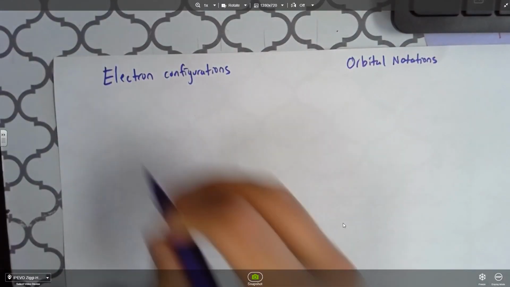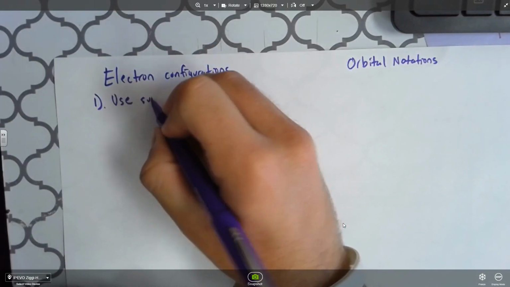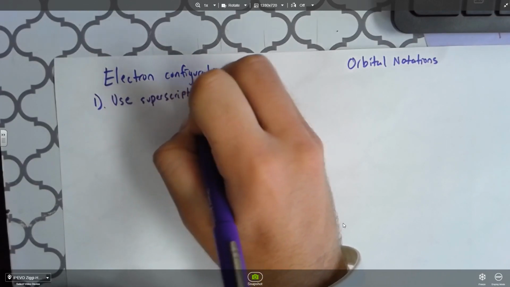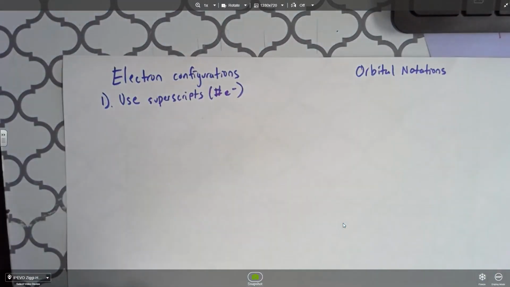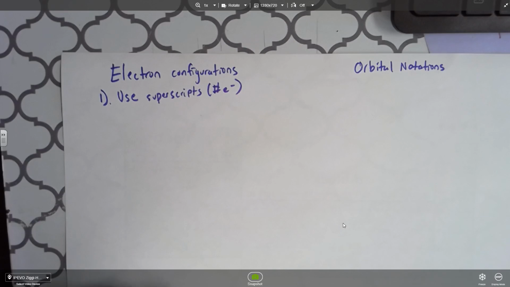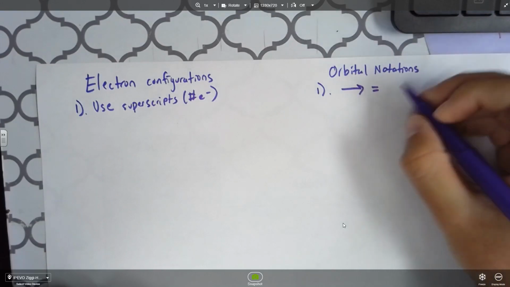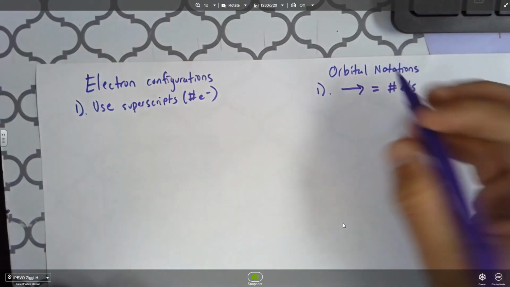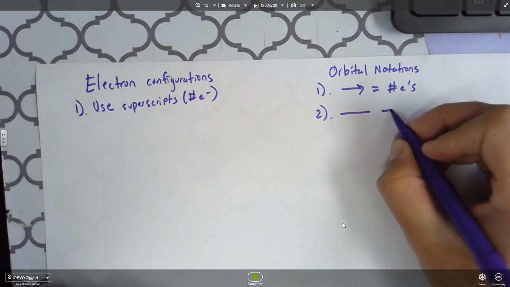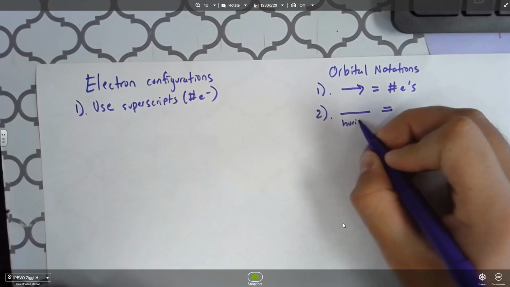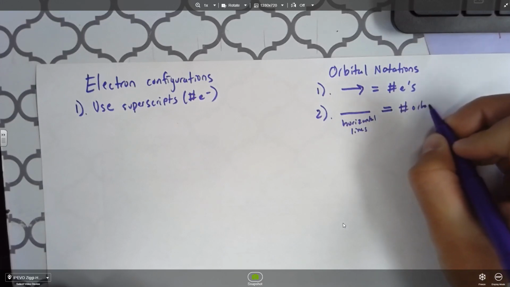So for electron configurations, okay, you use superscripts, okay, to represent the number of electrons. That tells you the number of electrons per energy level, okay? Whereas in orbital notations, you use arrows, which represent the number of electrons, and then you also use lines, okay, which represent horizontal lines, which represent the number of orbitals.